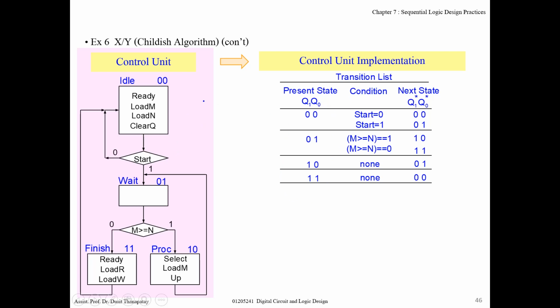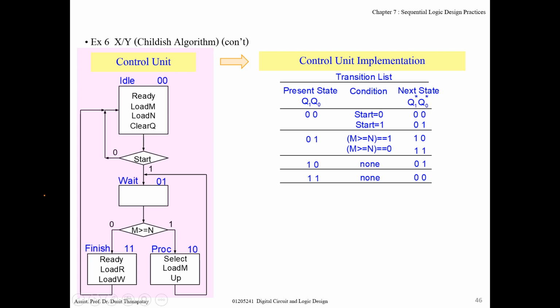And at state idle, or 00, if input start is 0, just go to state idle, right? So start is 0, still be at state idle. Next state, Q1* Q0* is 00. But if start is 1, you change idle to wait. That means change 00 to 01. At 00, if start is 1, go to 01.